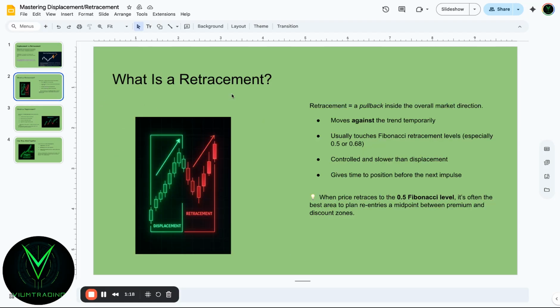So what is a retracement? A retracement is a small pullback inside the overall market direction. You have to understand that it's not bearish momentum in the market. The market is not completely changing direction, because it probably hasn't taken out this level over here yet. The market is just doing a small retracement.